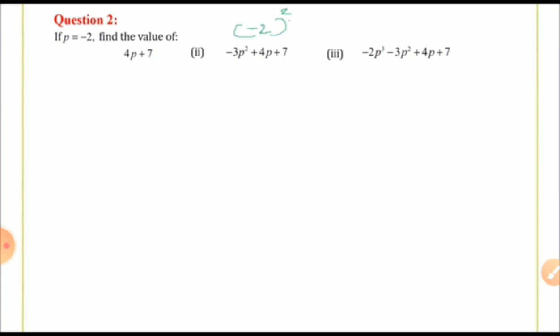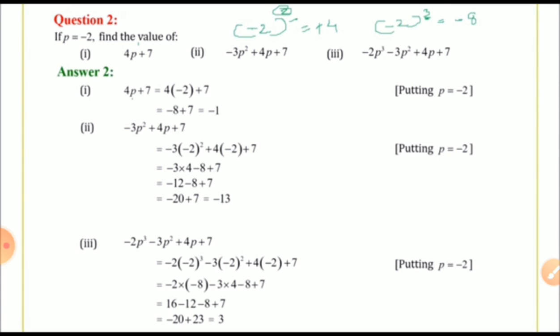If p is equal to minus 2, find the value of 4p plus 7. Same questions. Do you want to see it? Yes, very good question here, beta. Minus 3p square. In place of p square, minus 2 square, minus 2 into minus 2, that gives you plus 4. Minus 2 into minus 2 into minus 2, plus 4 into minus 2, once again minus 8. Whenever you have an odd power, odd ratios, that gives you negative numbers, only negative.